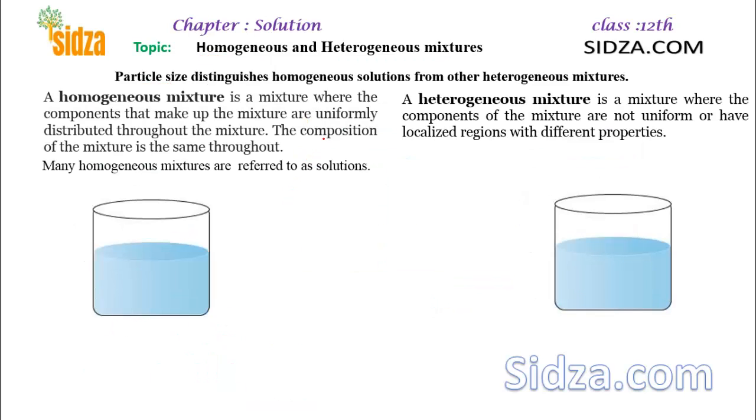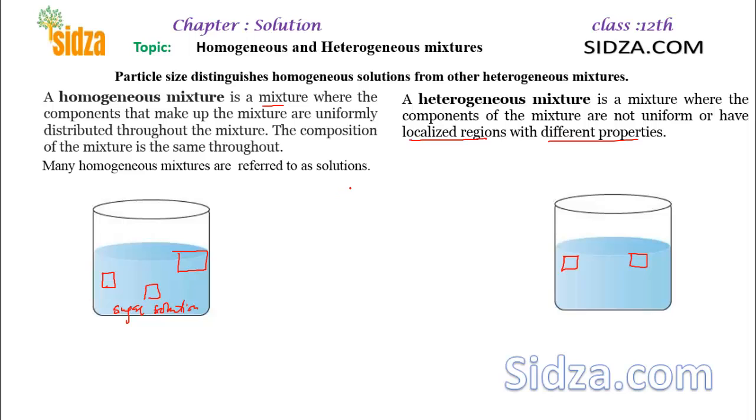Another point about homogeneous and heterogeneous solutions is that a homogeneous mixture has a uniform distribution throughout. That means if you have a sugar solution, which is a homogeneous mixture, the composition you find here will be exactly similar to what you find here. The composition will be the same throughout. But in a heterogeneous mixture, the composition is not the same throughout. It's not uniform. They have localized regions with different properties.